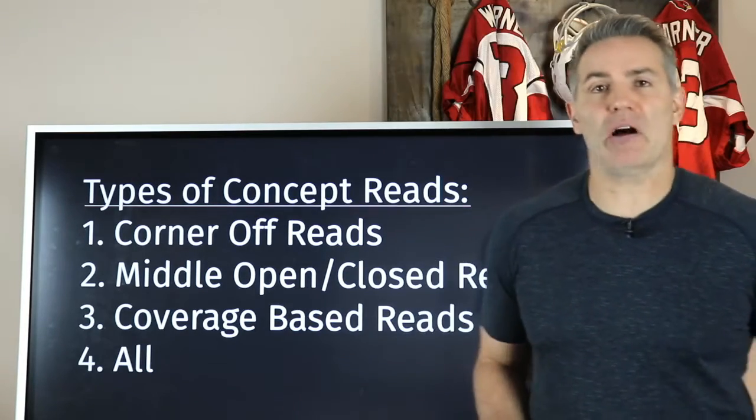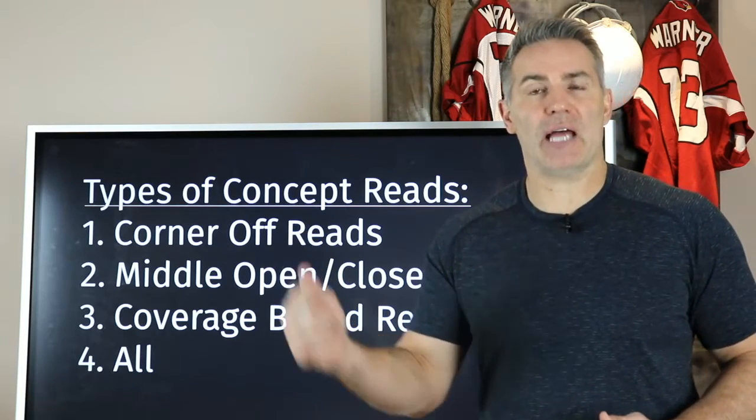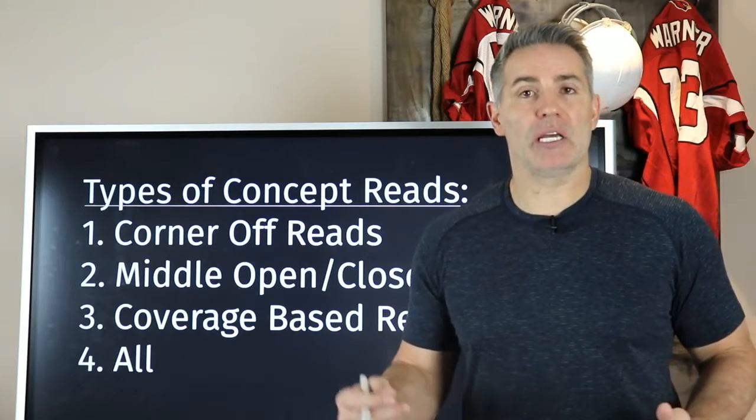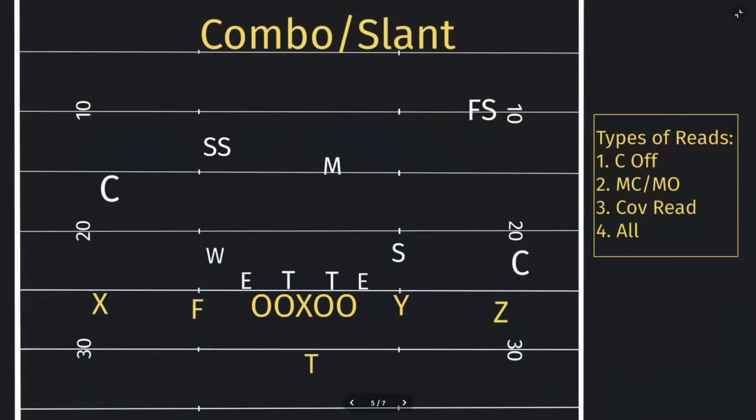Last week we talked about hitch and hiss, all based on having the hitch on the outside, corner off type reads, and then we developed those things from there. Today we're going to advance but stay in the quick world. So we're going to talk about plays that I call combo and slant. Let's start with combo.